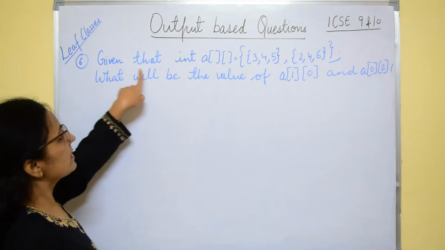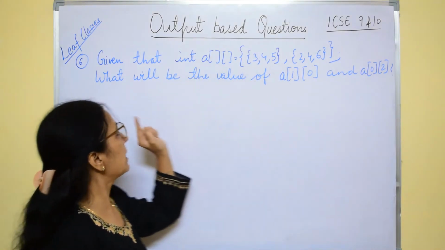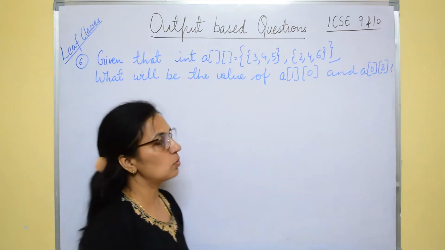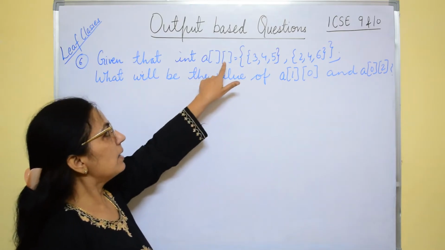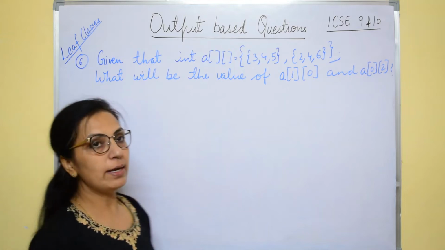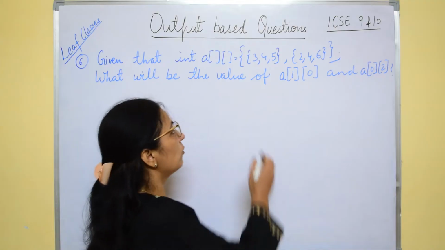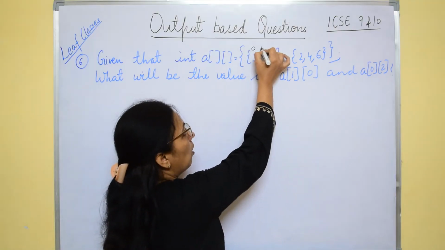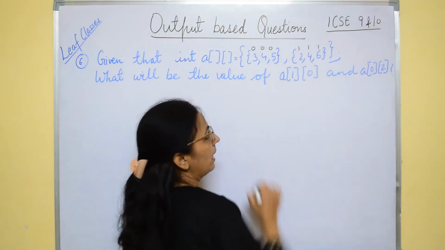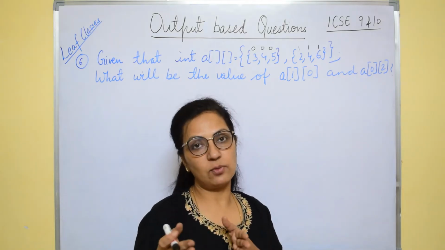The next question is, given that int a[][] = {{3,4,5},{2,4,6}}, what will be the value of a[1][0] and a[0][2]? This a is an integer array of double dimension, right? Now whenever the elements are stored here, it is stored row wise. So first is row 0, all elements are of row 0, second elements are of row number 1. The rows also start from 0, columns also start from 0.